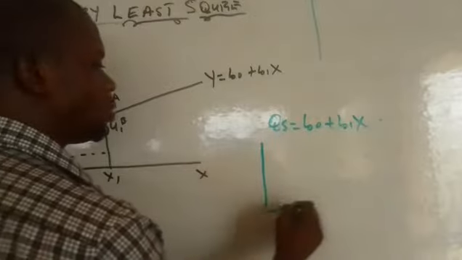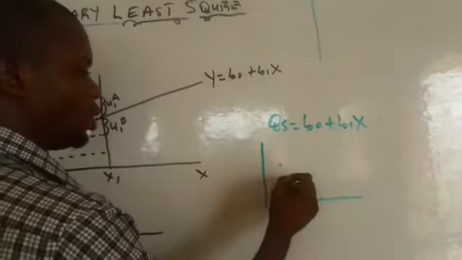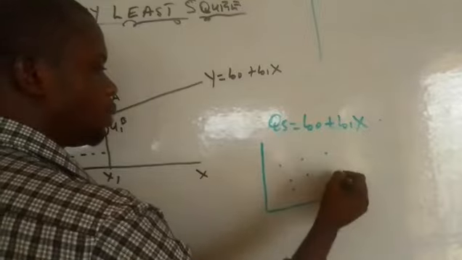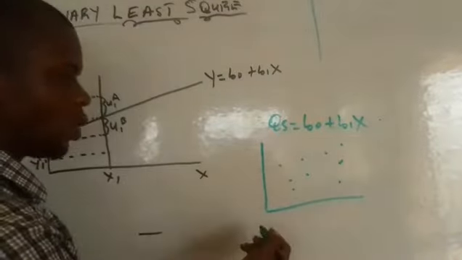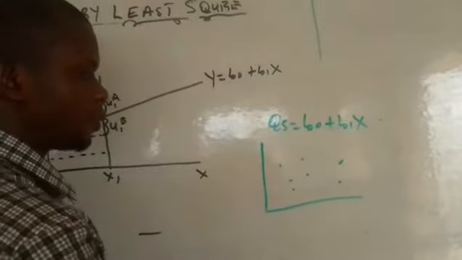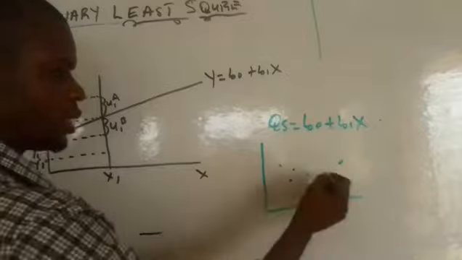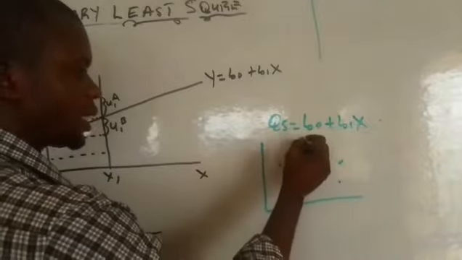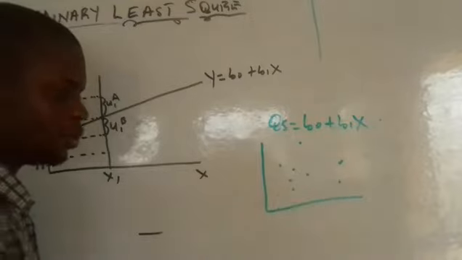Now look at what I'm drawing here. I have something like this, and something like this. This is a scatter diagram, of course. Now, from this scatter diagram, I can make a line out of it.